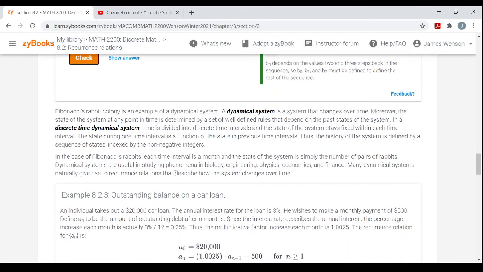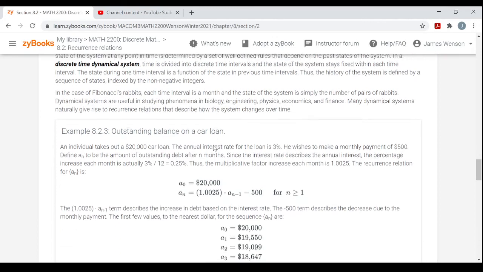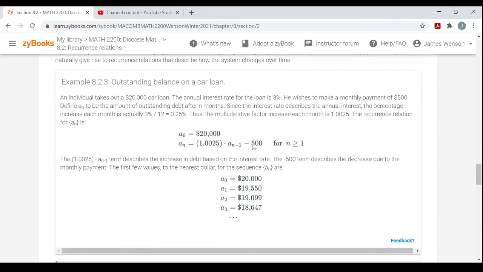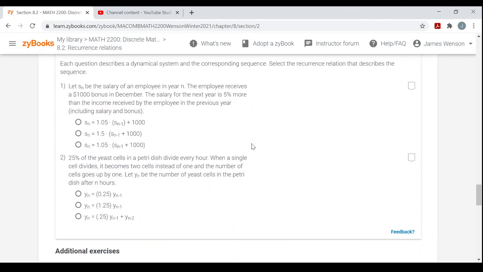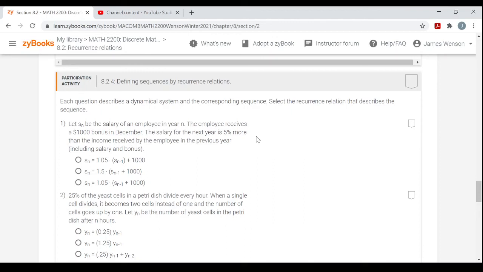They define a dynamical system here. It's just a system that changes over time. The whole idea here is that you can define a dynamical system, one state after the other, in a recursive way using a recursive definition. And you can read this example if you wish. I'll just go over one of these participation activities. So here, each question describes a dynamical system and the corresponding sequence. Select the recurrence relation that describes the sequence.